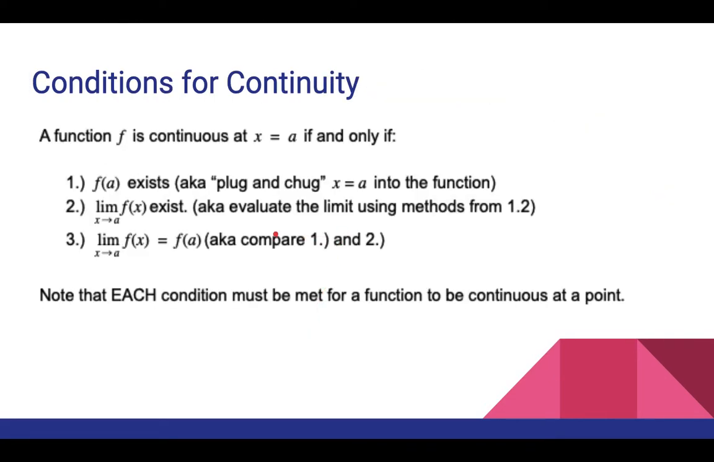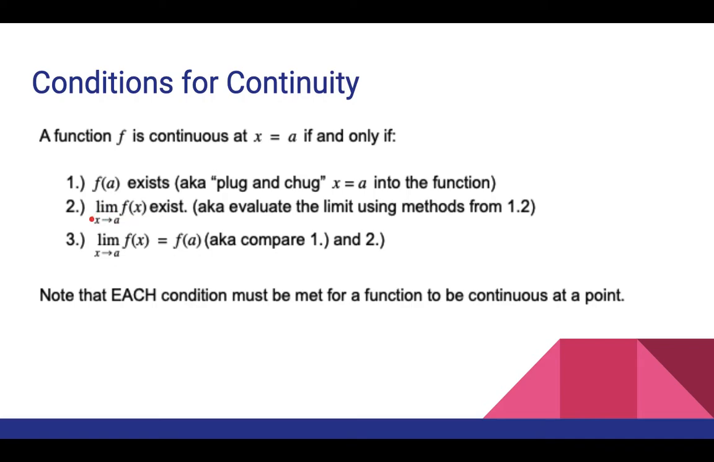So the conditions for the continuity of a function are that f is continuous at point x equals a if and only if, first, f of a exists, aka plug and chug x equals a into the function. Okay? So that means we just straight plug and chug, we don't do anything fancy. Now we move on to step 2. The limit must also exist, okay? The limit as x approaches a must exist for f of x, which requires us to either use the limit methods from 1.2 if we're dealing with rational functions or square root functions, or if we have a piecewise function, we have to use the left-handed and right-handed limit concepts from 1.1.